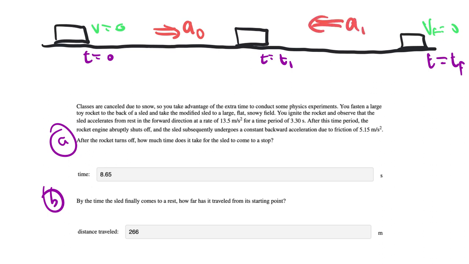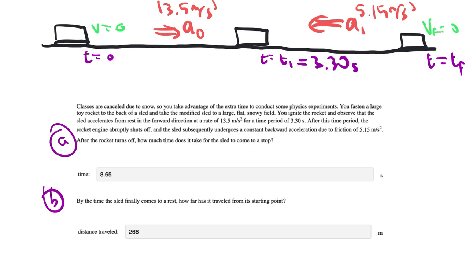Now I know some of these values. I know a lot of these values actually. For instance, I know that t1 is the 3.30 seconds. And I know that a0 is the 13.5 meters per second squared. And that a1 is the 5.15 meters per second squared. Notice that I have it as plus here, even though it's a backward acceleration, because I've taken care of the backwards with the arrow. And as such, I don't have to put it into the value there. That means later on, when we want to translate what our acceleration is, we'll say our acceleration is minus a1.